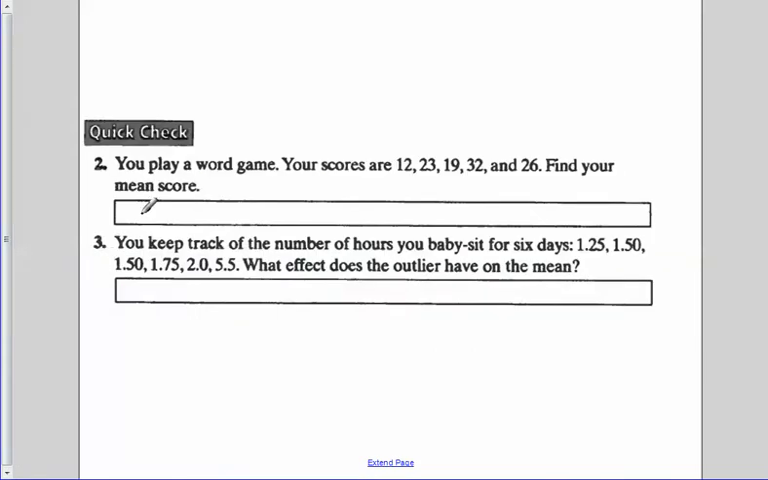Alright, now go ahead and try these ones on your own. Go ahead and pause, and then we will check back in a second.